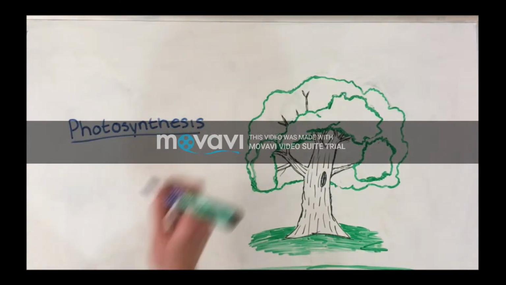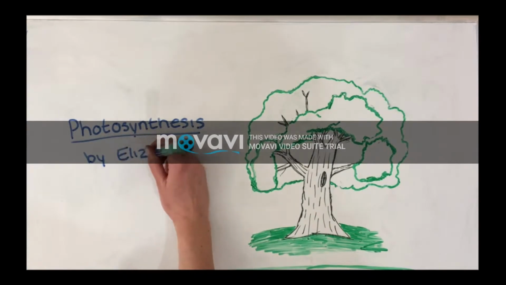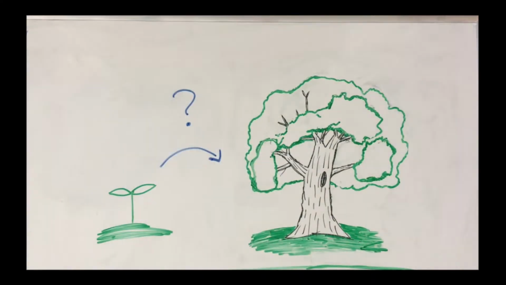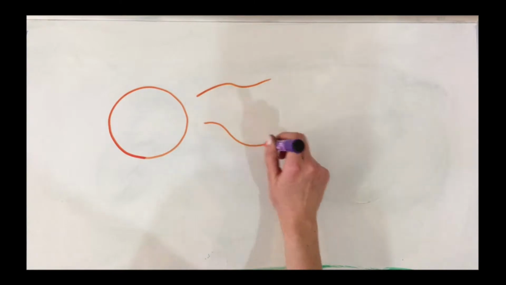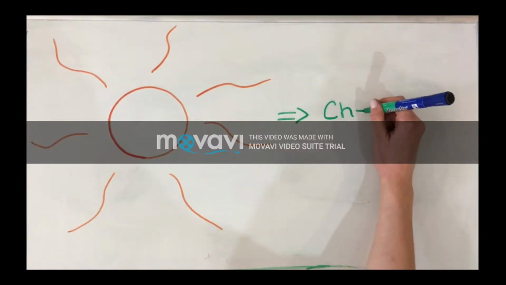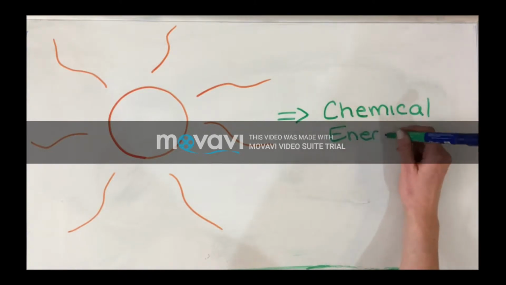Today I'm going to be explaining the process of photosynthesis. Photosynthesis is important to plants, but how does it work and why is it important? We can start by examining the sun. The sun gives off solar energy. The plant in turn needs to turn the solar energy into chemical energy.